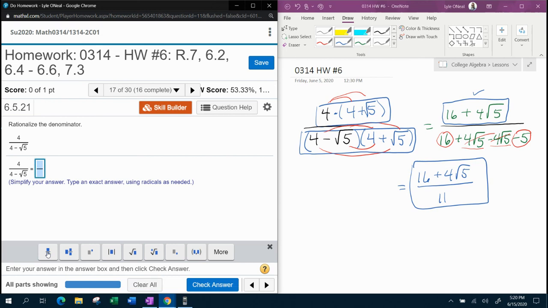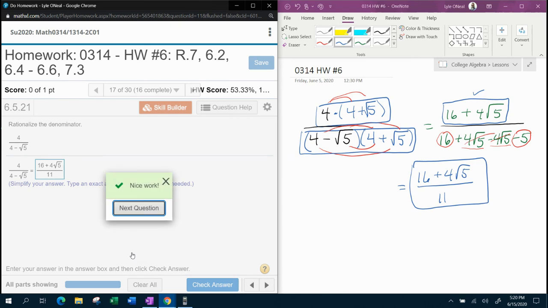All right, so now let's see if the MyLab Math likes our answer. 16 plus 4 square root of 5 over 11. Enter. Bam.